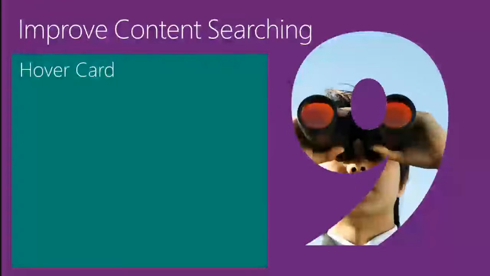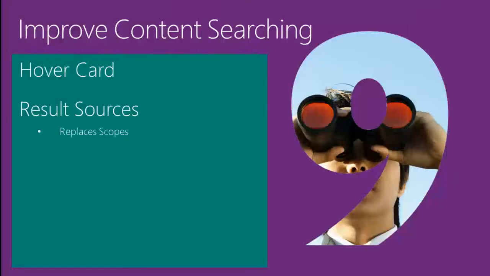There it is. Okay. So improving content searching, the next thing is result sources. Result sources are new in 2013, but they replace the scopes. If you were doing a lot with search before, you had these things called scopes. Result sources are the new scopes, but what it does is it combines external sources as well. So you could have a scope set up for Microsoft Exchange, for your file share. When you're building out your search, you can say, hey, I just want to search that, or I want to search a combination of different repositories.